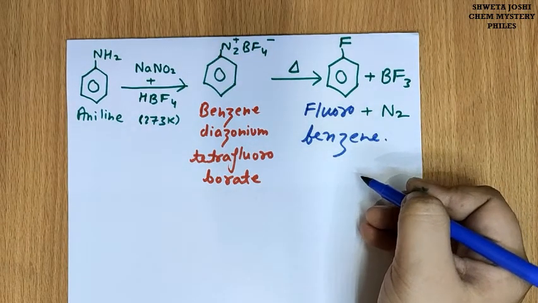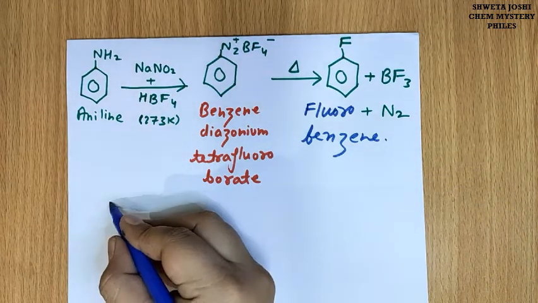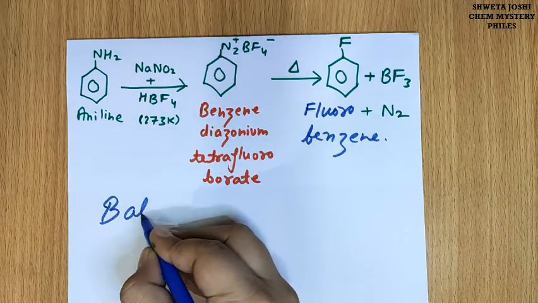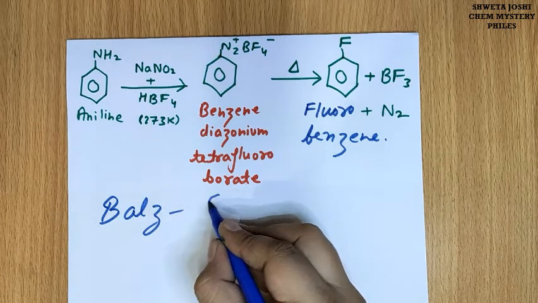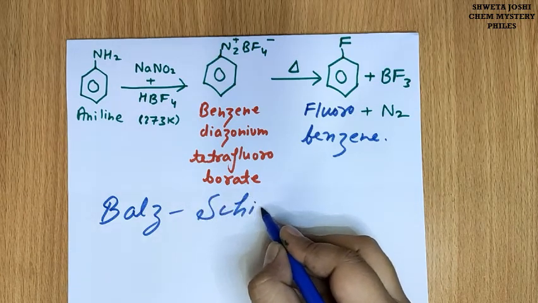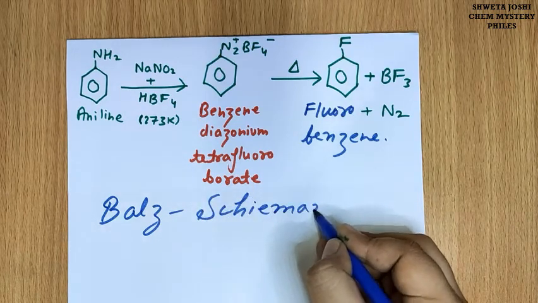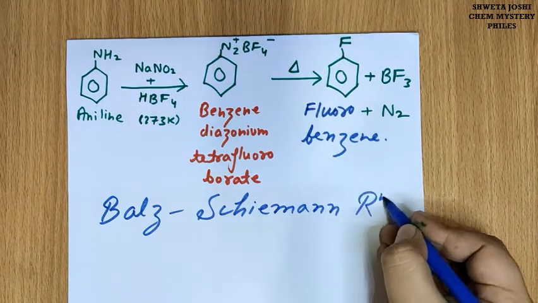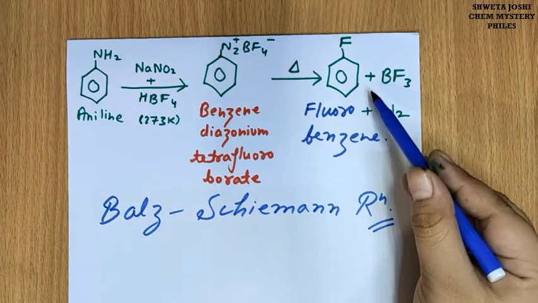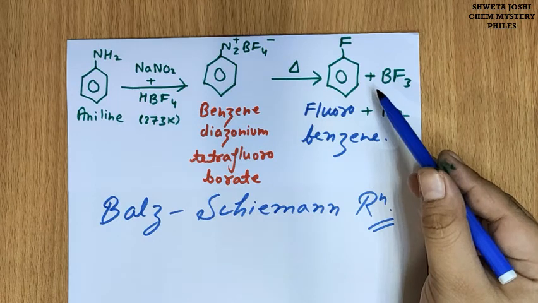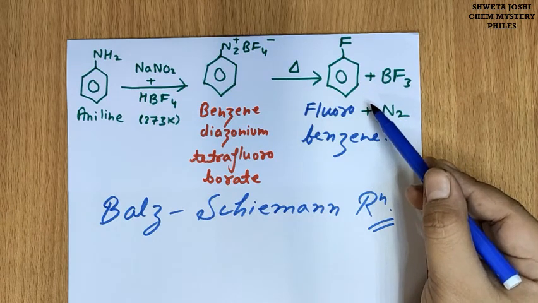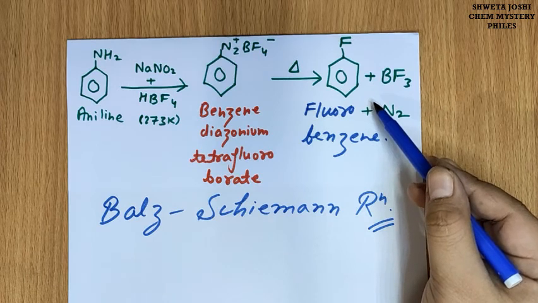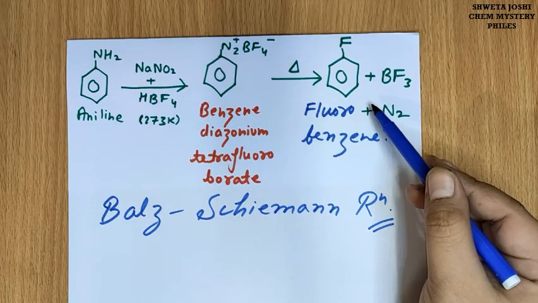This reaction is a named reaction, the Balz-Schiemann reaction. This is an indirect method for the preparation of fluorobenzene, as we cannot prepare fluorobenzene directly by the fluorination process because the reaction is violent in nature.